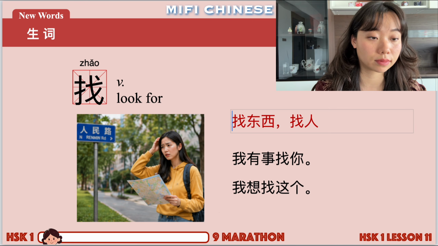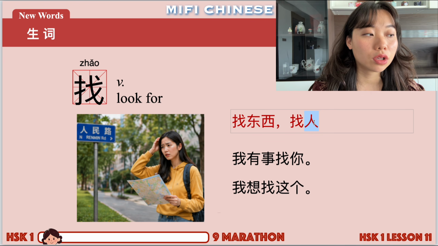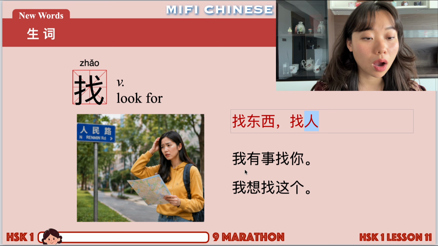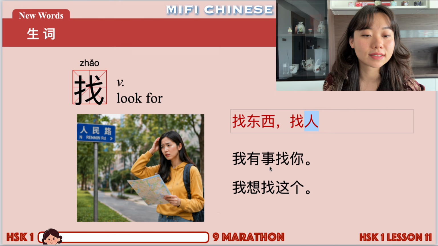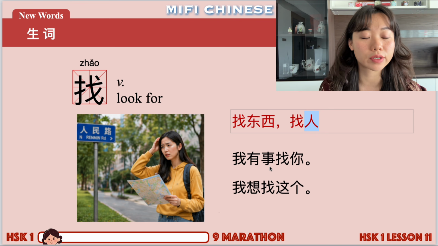找东西, 东西 means things. So 找东西 is looking for something, finding something. 找人. 人 is what? Human, people, right? So looking for someone, 找人. For example, 我有事找你. What does 事 mean? Thing, matter. So 我有事找你: I'm looking for you for something. I have something to tell you maybe, so I'm looking for you to talk to you.